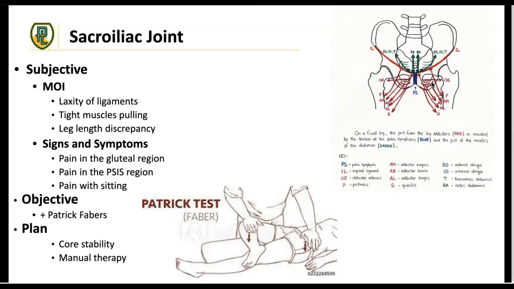And then last but not least, the other way that we see sacroiliac joint pathologies is with leg discrepancies. So we have a long leg and a short leg. Typically that long leg is jarring the sacroiliac joint and will cause pain.